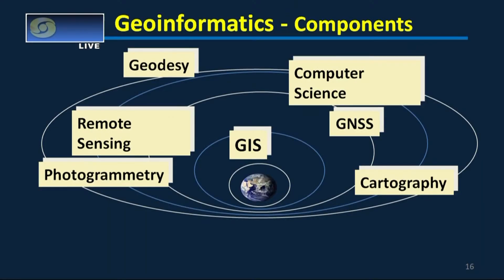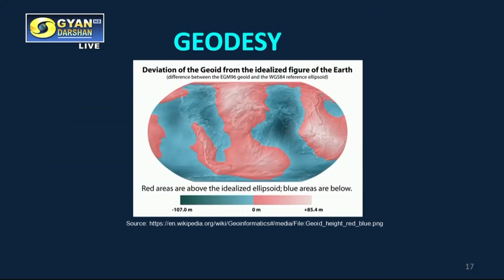Just now, Dr. Kakoli told you about the definition of geoinformatics and the various terminologies that are used for geoinformatics. Now here we will discuss the components of geoinformatics. It includes remote sensing, photogrammetry, geodesy, computer science, geographic information system, GNSS, and cartography. We will discuss them one by one.